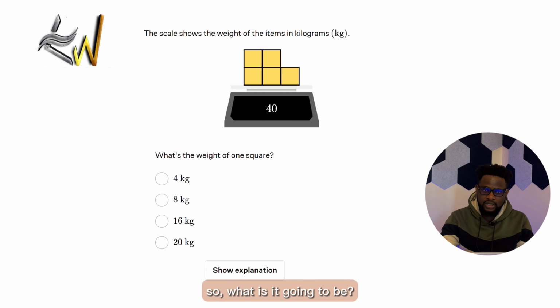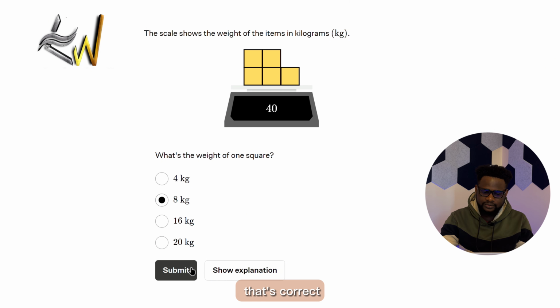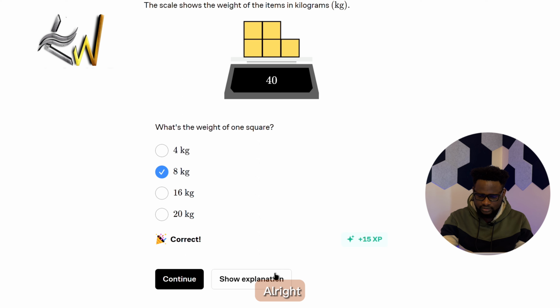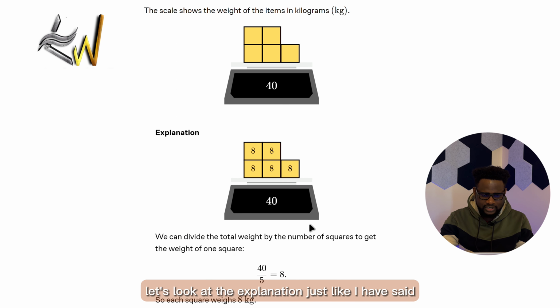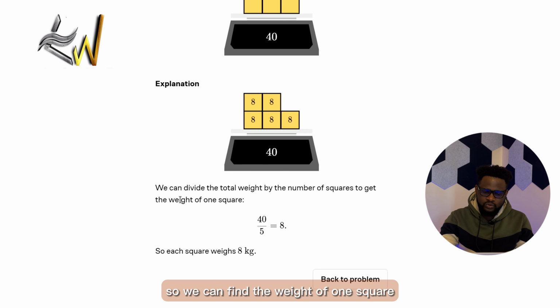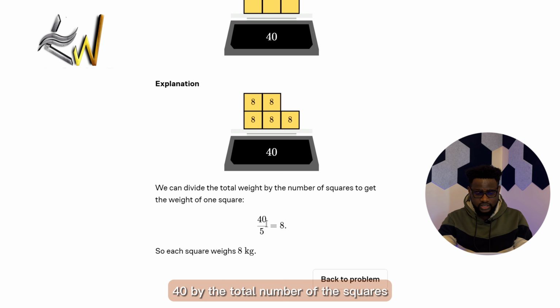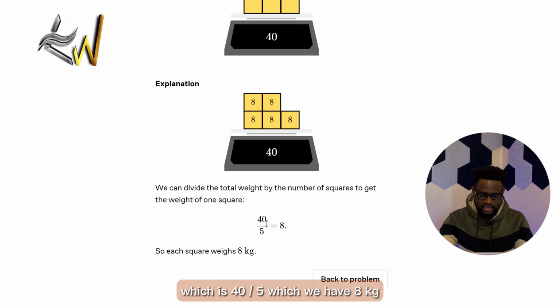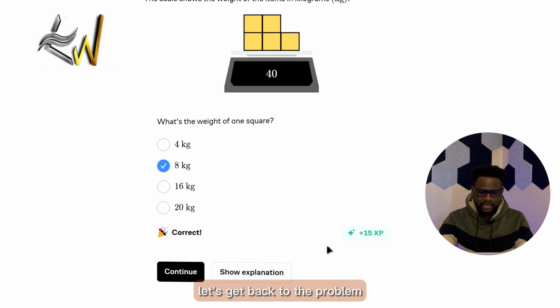It's simply going to be, if 5 squares weigh 40 in total, one of the squares will be 40 divided by 5, which will give us 8 kg. That's correct, 8 kg. Let's look at the explanation. We can find the weight of 1 square by dividing the total weight 40 by the number of squares, which is 40 divided by 5, giving 8 kilograms. Let's get back to the problem.